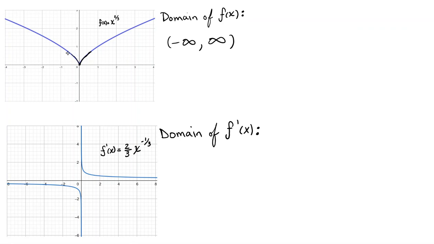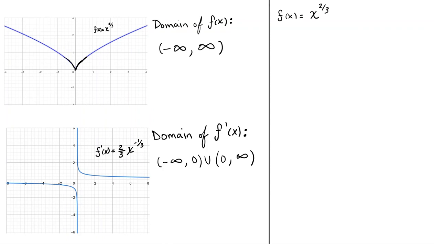And if we recall, the derivative of a function does not exist at the point of the cusp. So at 0, just looking at this graph, we would know the derivative does not exist there. And we see that here in the graph of the derivative. Notice at 0, the derivative function is undefined. So we would say its domain is from negative infinity to 0, not including 0, union 0 to infinity.